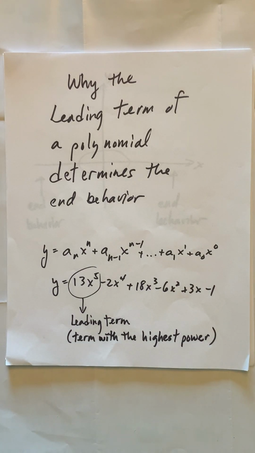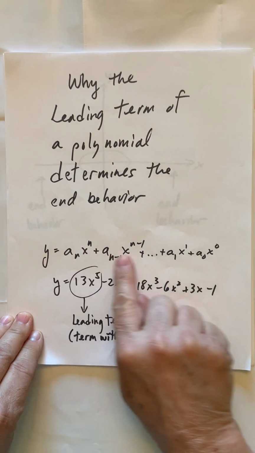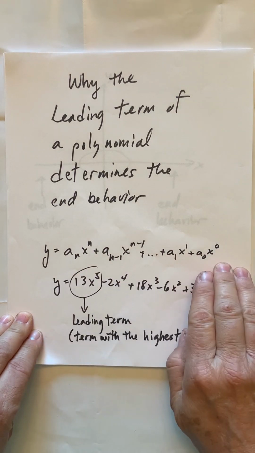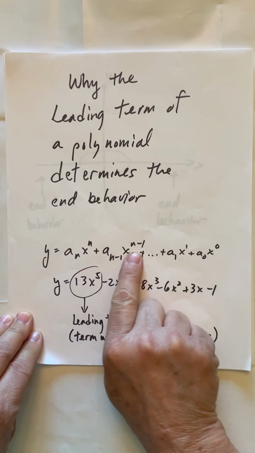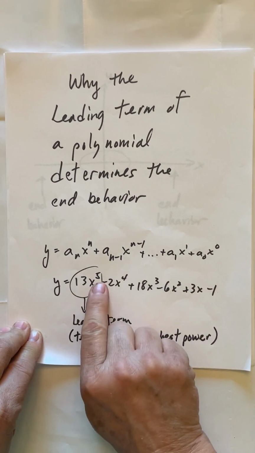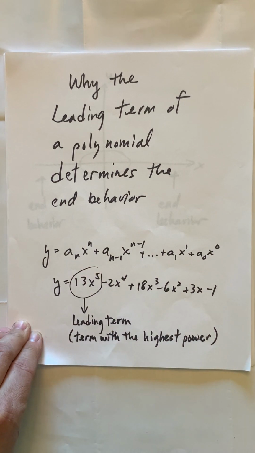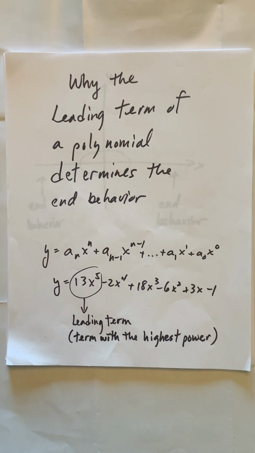Hello, in this video I want to look at why the leading term of a polynomial determines the end behavior of that polynomial, and I am looking at the why. So let's say you're given a polynomial in just its general form. Powers are descending. So this is the leading term. 13x to the fifth is the leading term. And it will determine what direction the polynomial goes in, what they call the end behavior.